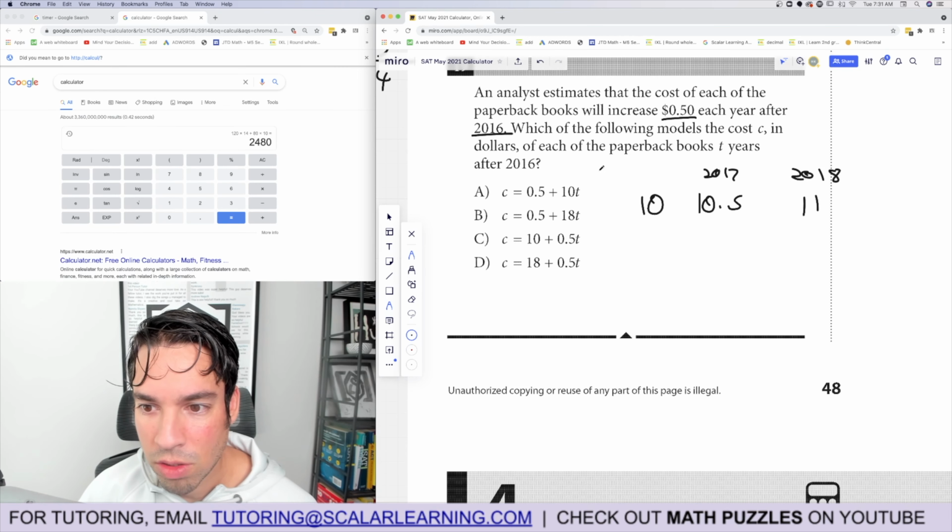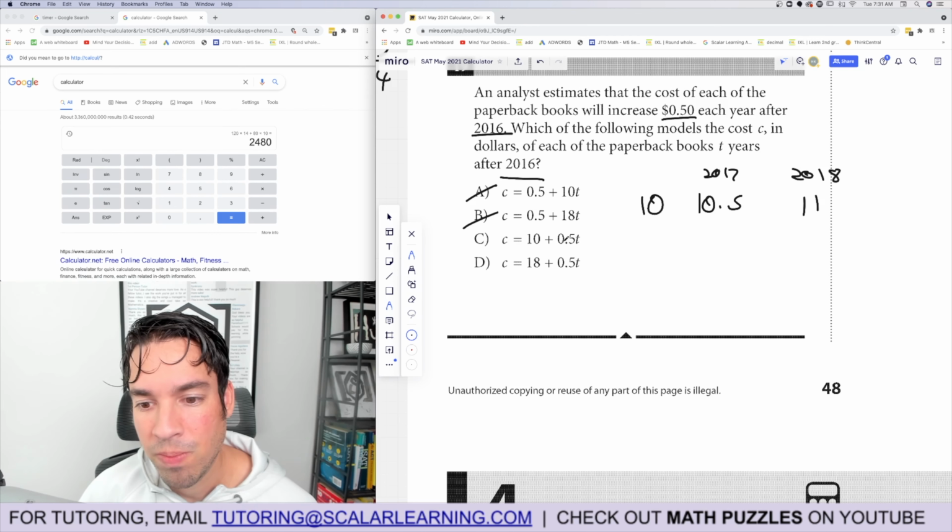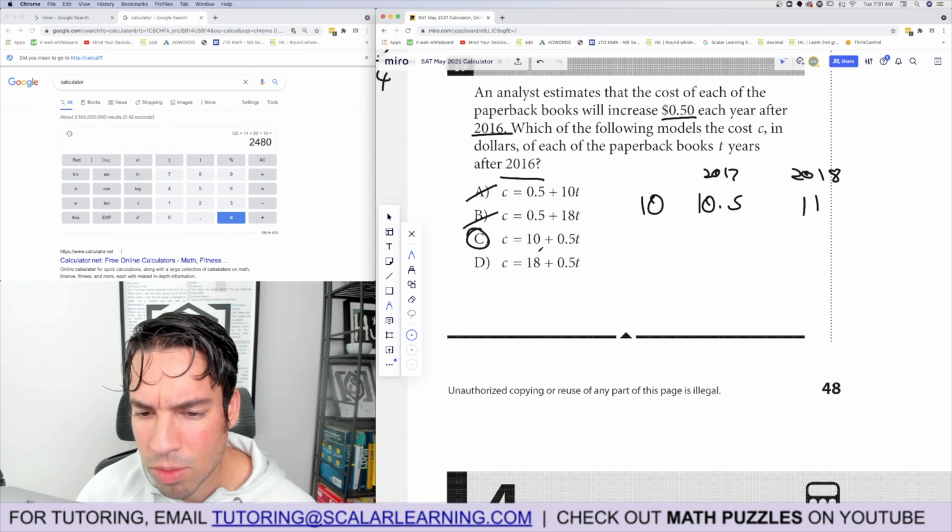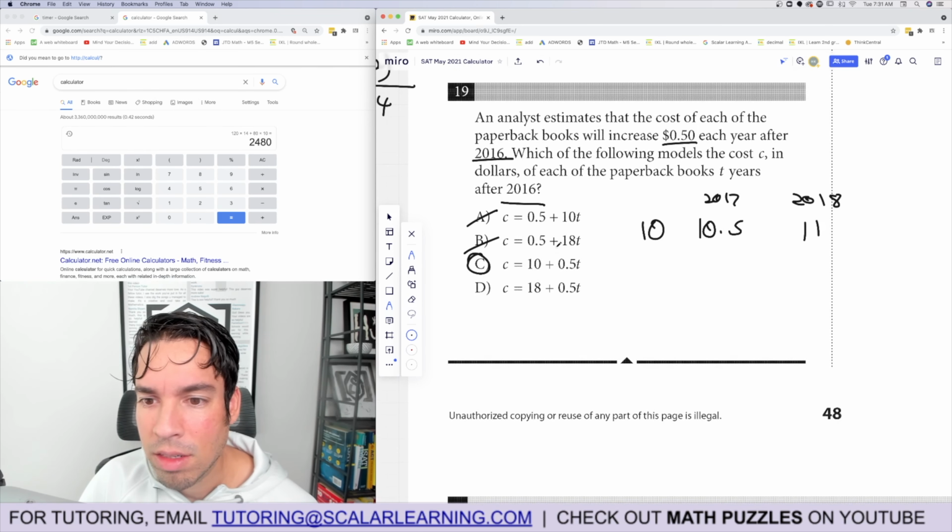Miles, the cost in dollars of each paperback 2 years after 2016. Each year. So the slope is 50 cents, not the y-intercept, boom, boom. And it's starting at 10. Yeah, has to be this. I don't know where the 18 comes from. Why is it 18? Which of the following models the cost in dollars of each paperback?